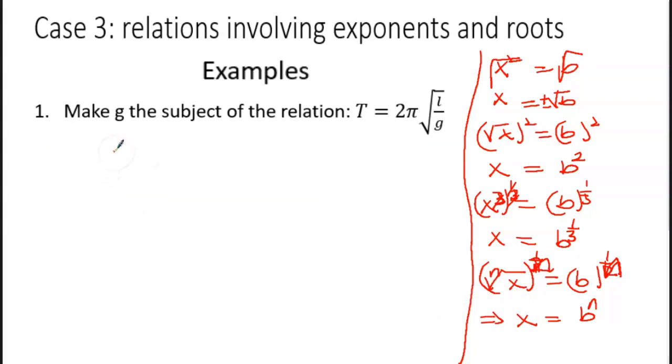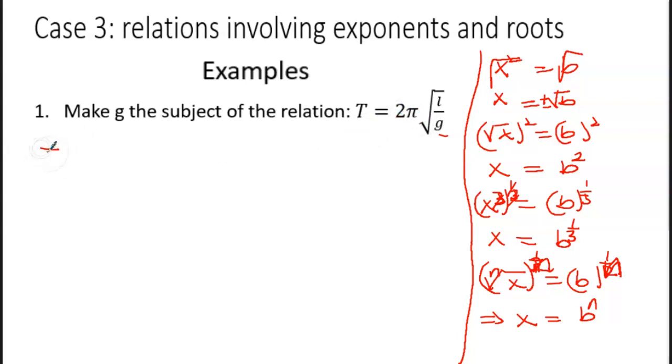We are to make g the subject of the relation. T is equal to 2 pi times square root of L on g. Now let's look at the variable that we want to make the subject. It's under the square root sign. So as we have explained here, if the variable is under the square root, to get rid of the square root, you square both sides. But before we do that, let's move this one to this side. It's multiplying, so if you want to move, then you divide.